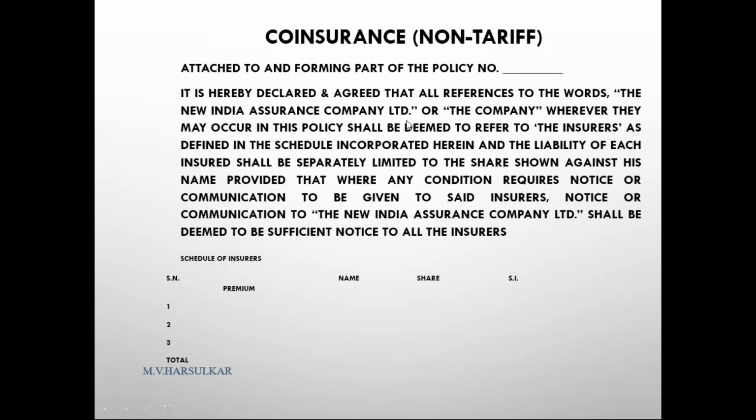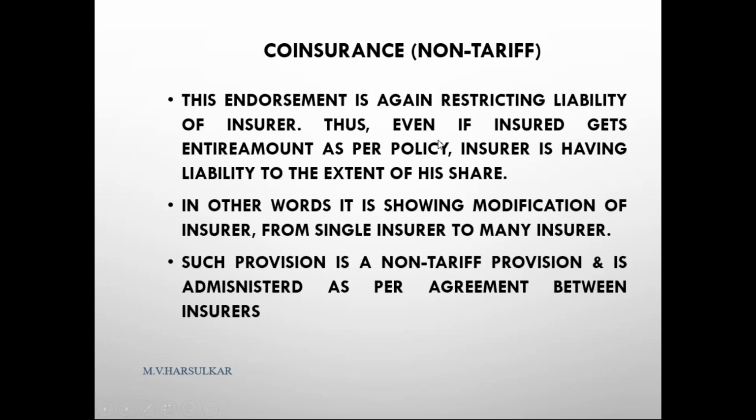Then coinsurance. This is a non-tariff provision because the tariff doesn't say that the insurance has to be with one company or more companies. But in practice there is more than one insurer. So this endorsement restricts the liability of the insurer to the extent of his share in the policy. This is a modification of the insurer. Instead of one insurer, there are more insurers.